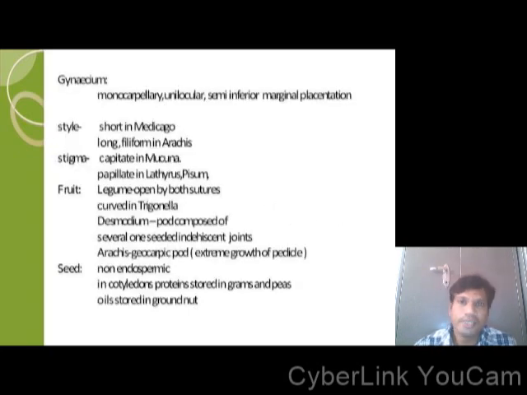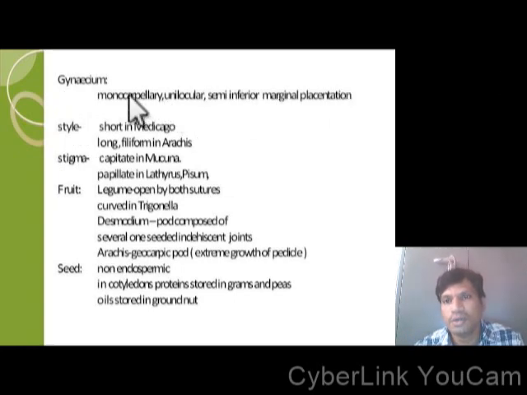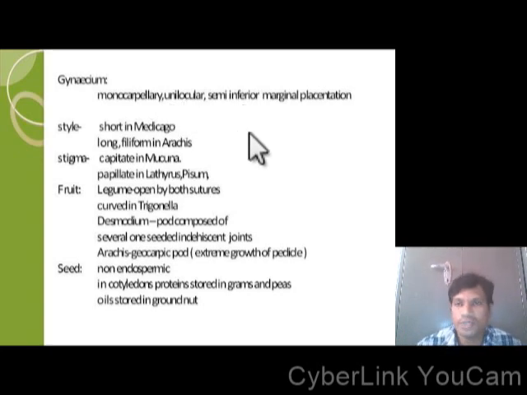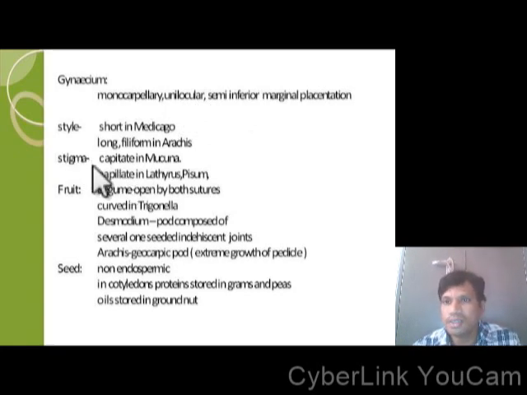And coming to the gynoecium, very peculiar. This is monocarpellary, unilocular. Only one chamber is there, that is unilocular. Semi-inferior, that means half is upper side and half is lower side, and marginal placentation is there in the gynoecium, where 3 parts are there: ovary, style and stigma. The style is very short, sometimes it is long and filiform as in Arachis, and the stigma is capitate, or sometimes papillate.